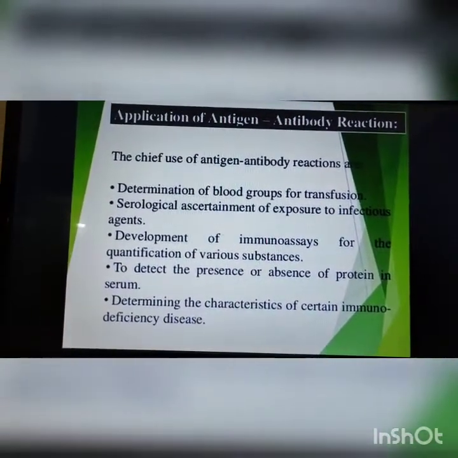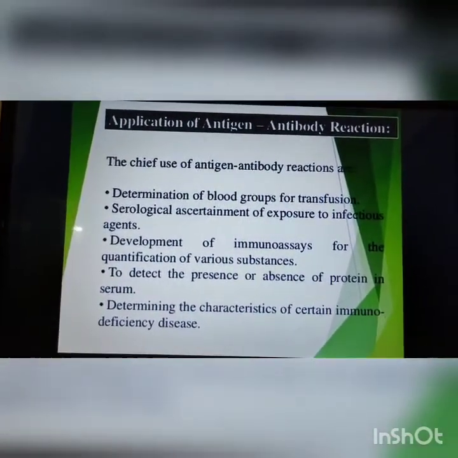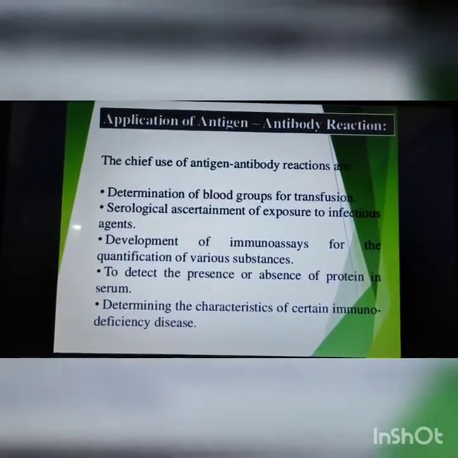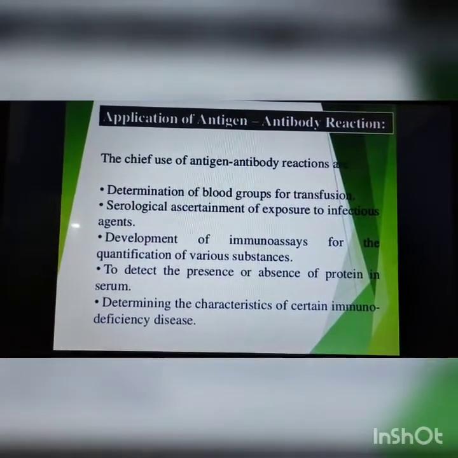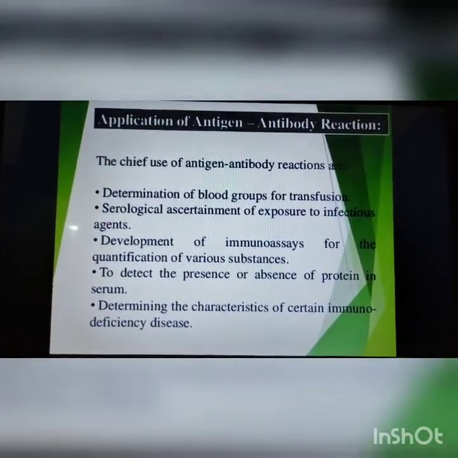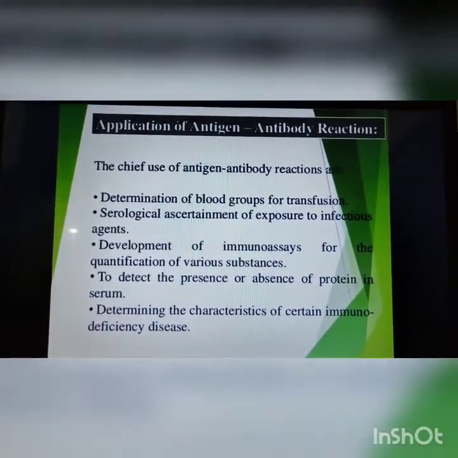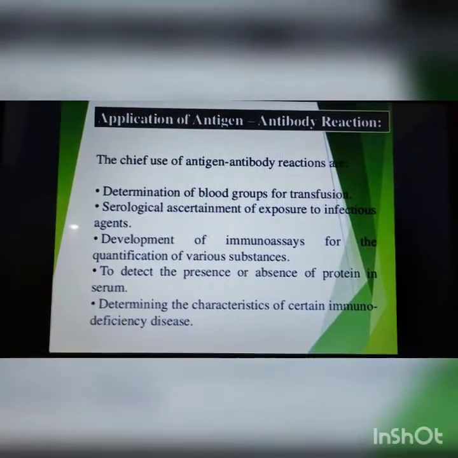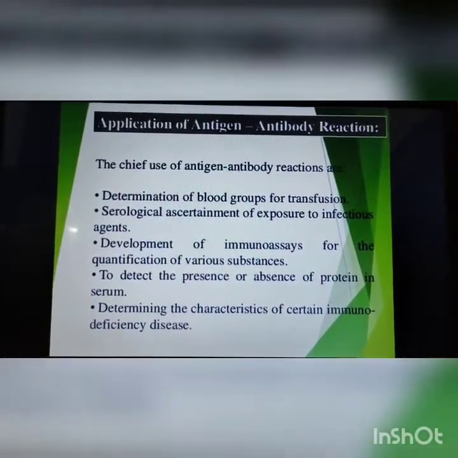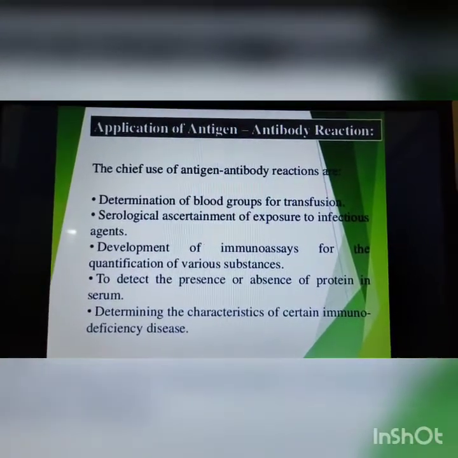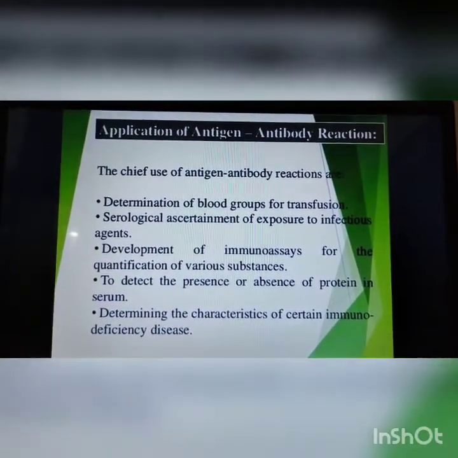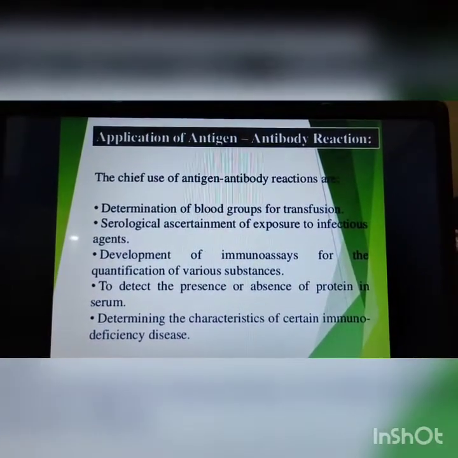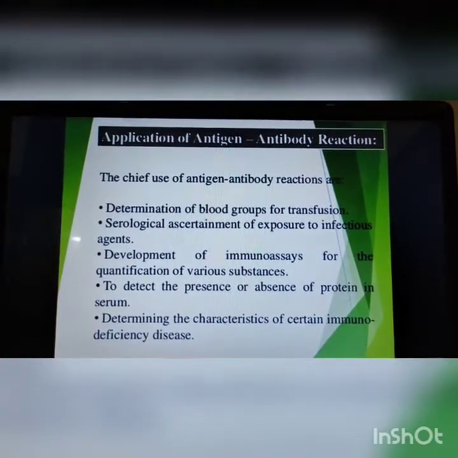That is called a serological reaction, and these are used to detect exposure to infections, like the Widal test and ELISA. Then immunoassay for the quantification of various substances. Quantification means detecting the quantity of that particular antigen or antibody present in that solution or serum sample. Then to detect the presence or absence of protein in the serum. The last one is to determine the characteristics of certain immunodeficiency diseases. These are the various applications of the antigen-antibody reaction.